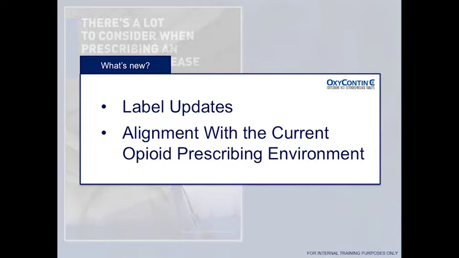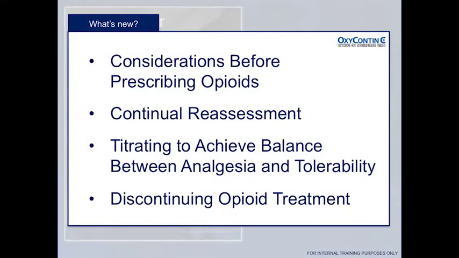Our commitment to transparency and responsibility has been brought to the forefront, helping to demonstrate that we are true partners who can help our customers navigate the current opioid prescribing environment. A very important aspect of promoting OxyContin is to reinforce Purdue Pharma's dedication to the responsible prescribing of opioids. In order to align our messaging with the current prescribing environment, we've added content including what physicians should consider before prescribing opioids, reinforcing the need for continual reassessment throughout treatment with opioids, titrating to achieve balance between analgesia and tolerability, and when and how to discontinue treatment with opioids.